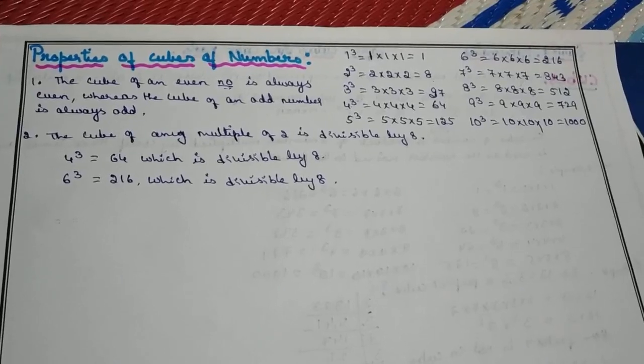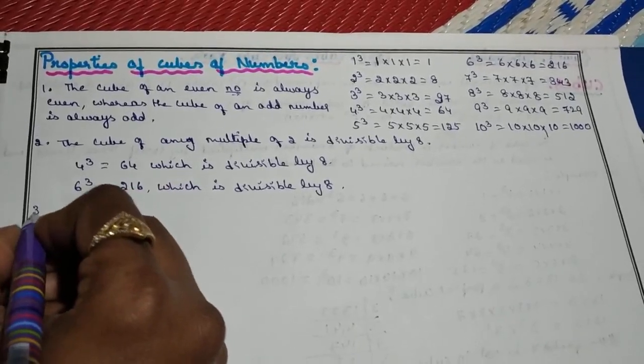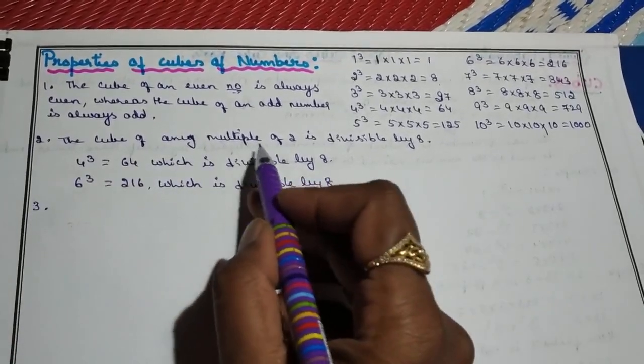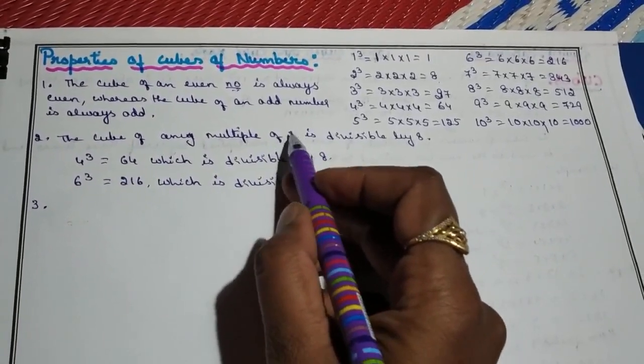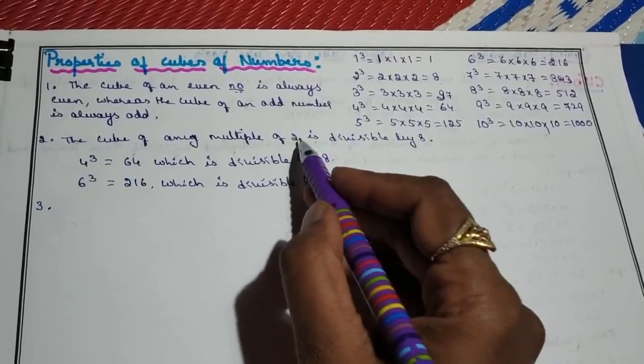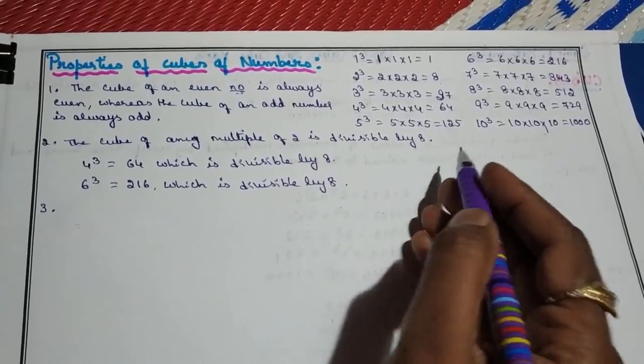So similarly, if I check the cube of any multiple of 3 in place of 2, it is divisible by 27.